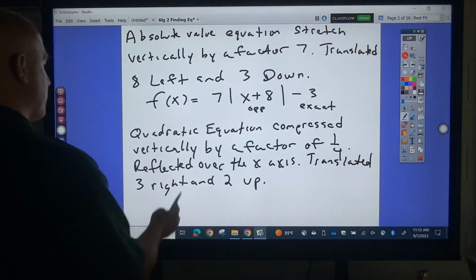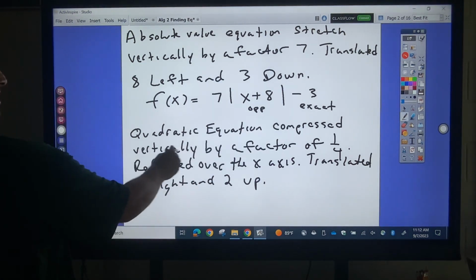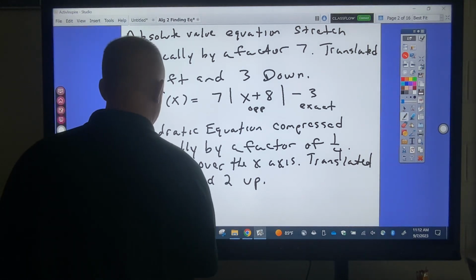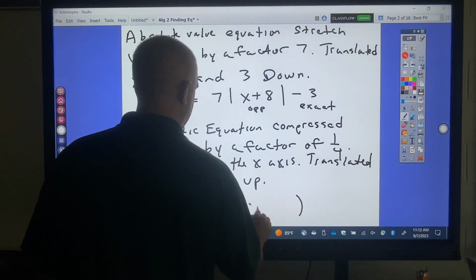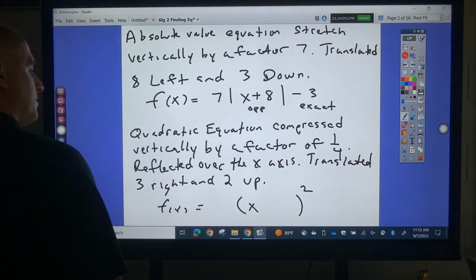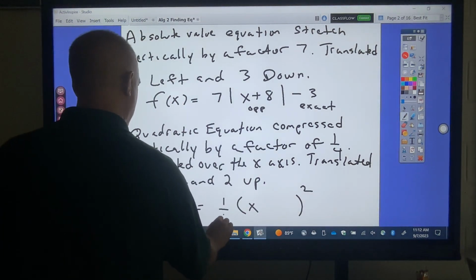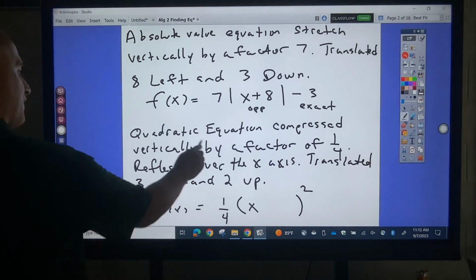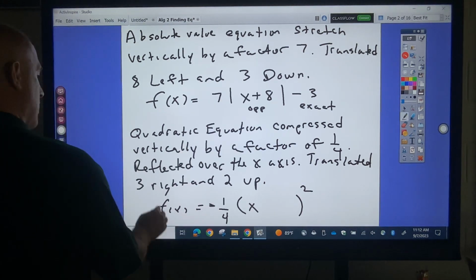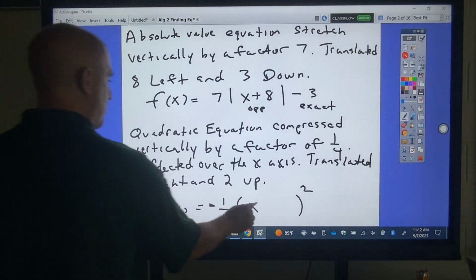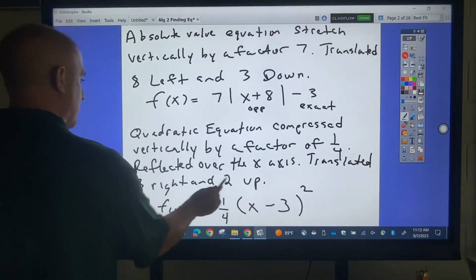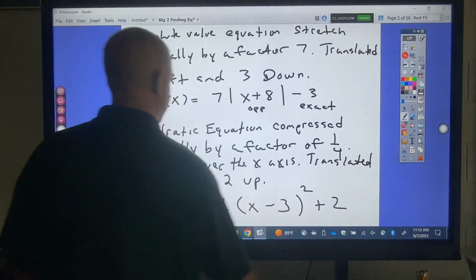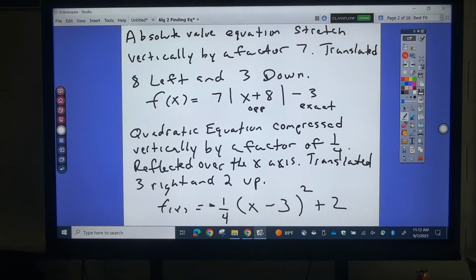A quadratic compressed vertically by a factor of 1/4. So it's a quadratic, that's going to be x squared, compressed by a factor of 1/4, so 1/4 would go there, reflected, so that'd be negative, translated right 3, so opposite would be negative 3, and up 2. So that would be my equation.